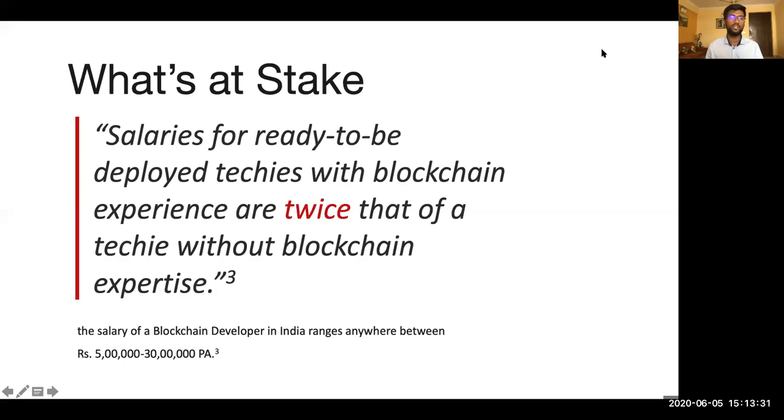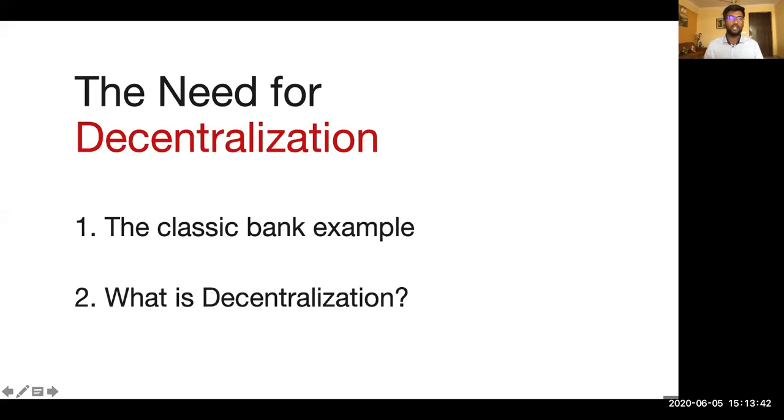So that is where we are. That's what's at stake, and this is what learning blockchain can give you if you are planning to get into this commercially. Let's go ahead. All right, so now we are starting with the concepts finally.